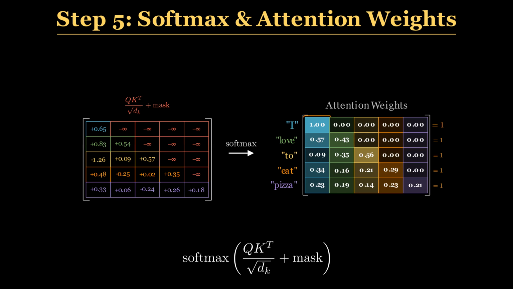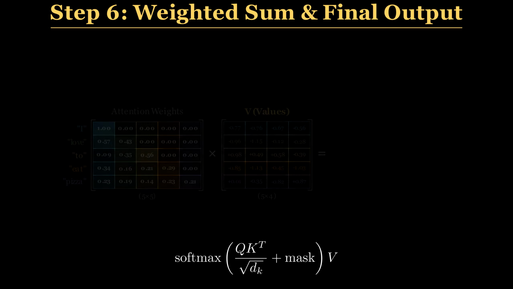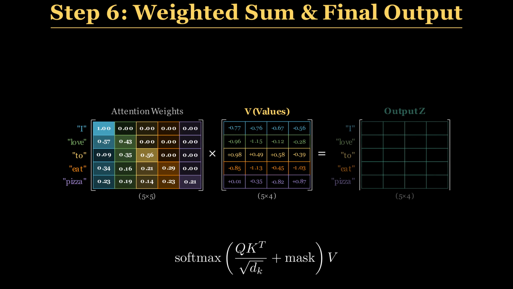Token I only sees itself. Its entire row collapses to 1.00. Love splits between I and itself. And pizza, the last token, gets to attend to everything before it. Finally, we multiply the attention weights by the value matrix to get our output Z. We do this for the remaining words, giving us our fully contextualized output matrix Z.